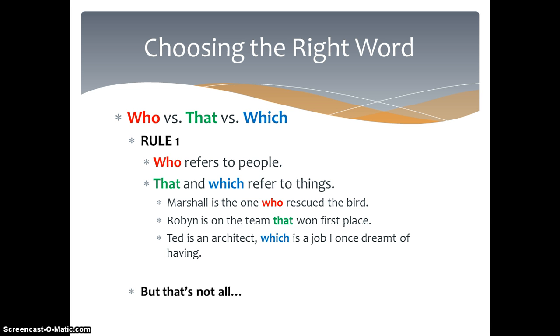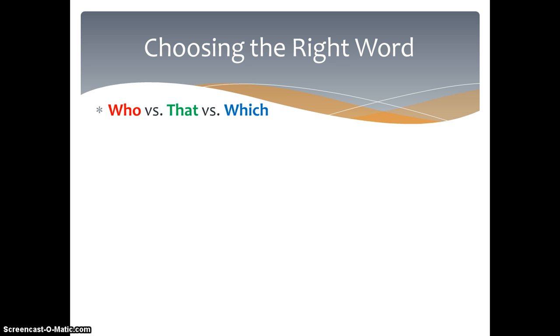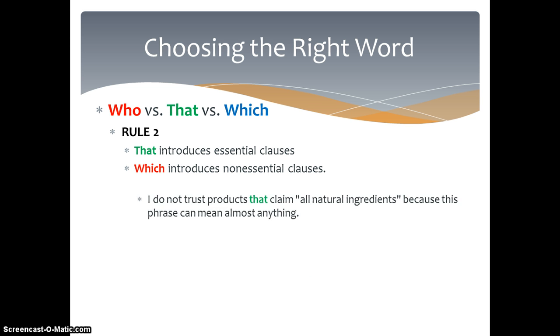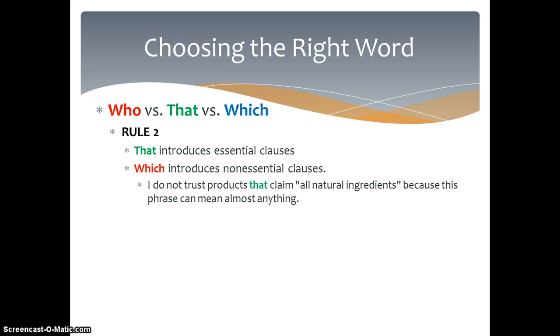Make sure you have those squared away. There's one more rule, however, with regards to who, that, and which. Rule number 2 is this. That introduces essential clauses, while which introduces non-essential clauses. I do not trust products that claim all natural ingredients, because this phrase can mean almost anything.